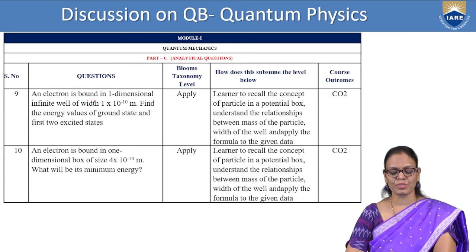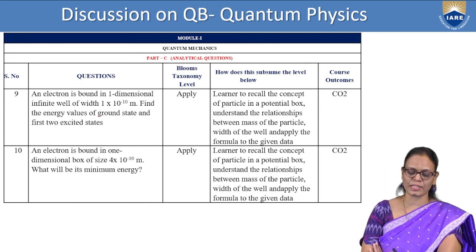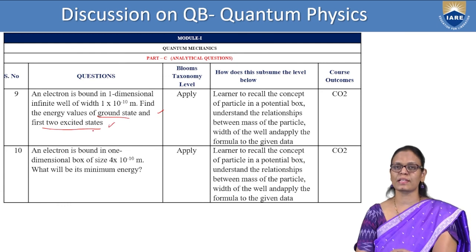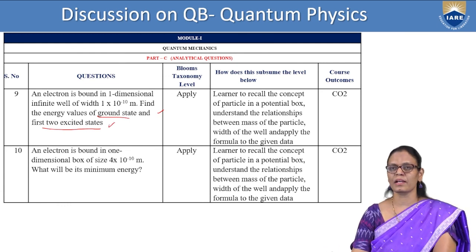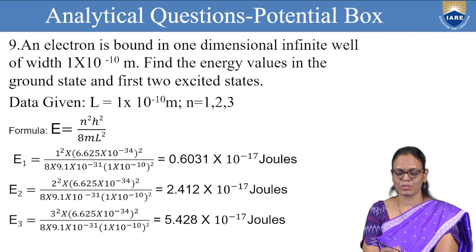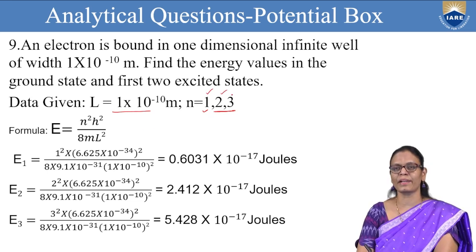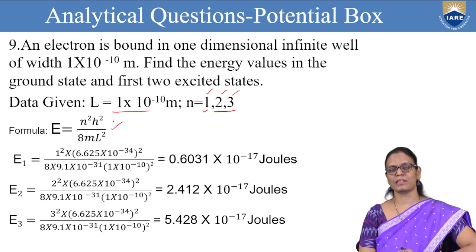Next one, an electron is bound in a one-dimensional infinite well of width 1 into 10 power minus 10. Find the energy of the ground state and the first two excited states. So we have to find for the ground state and the two excited states also. Let us see how we are going to do it. The length of the box is given. We take first n is equal to 1, then 2 and then 3. What is the formula? n square h square by 8m L square.